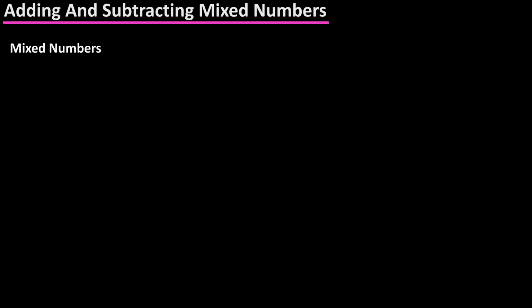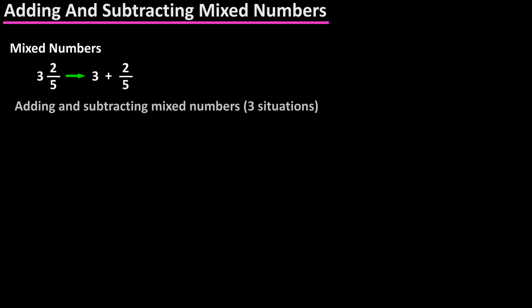One concept to understand about mixed numbers is that they can be viewed as addition. So 3 and 2 over 5 is 3 plus 2 over 5. When adding and subtracting mixed numbers, which have a whole number and a fraction, such as 3 and 2 over 5, there are three different types of problems you may encounter.